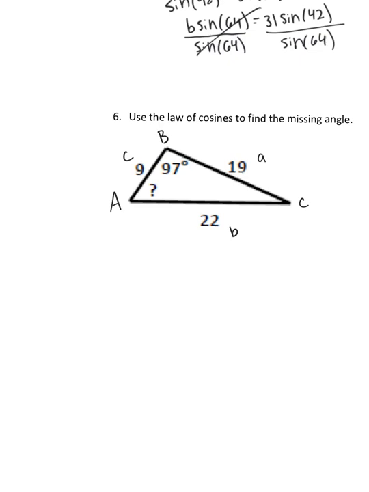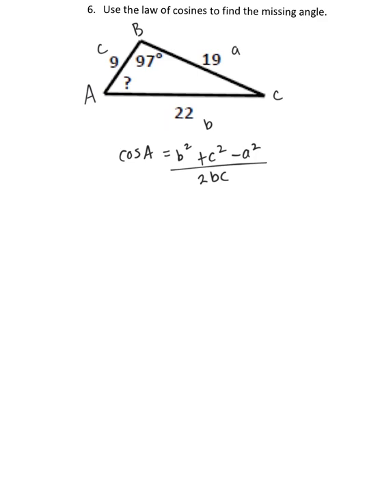So my missing angle is A, so I'm looking for cosine of A. I'm just going to copy my formula from the formula chart. Since in my formula all of these are lowercase letters, that means you're only using the side measurements. You're not going to put any angle measurements in here. So that angle B of 97 degrees is not going to go into your formula.